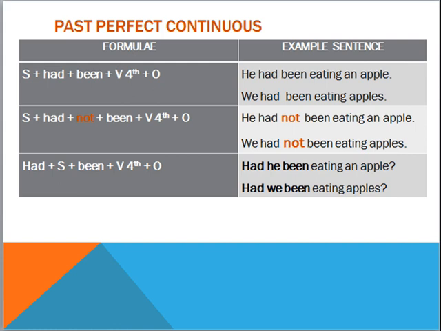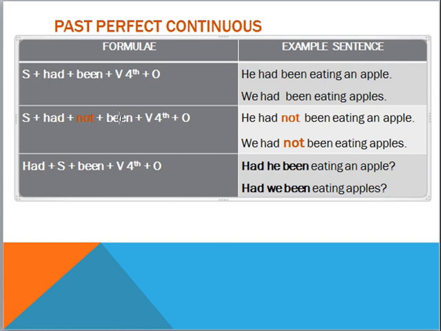Next to come is past perfect continuous, and the formula for that is subject, then had been, then the verb's fourth form, the ing form, and then object. As we have seen in past perfect, we use had with all, so the same applies here. And in a negative sentence, we use not between had and been, then verb's fourth form and object. And in interrogative, we bring had to the beginning of the sentence, and been remains at the same place.